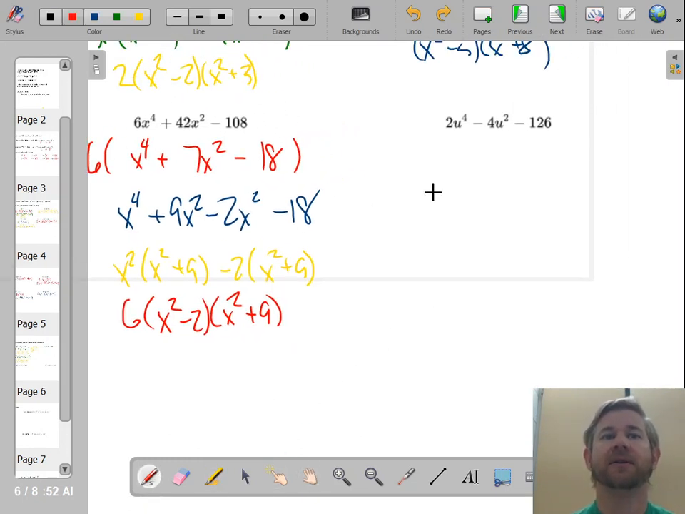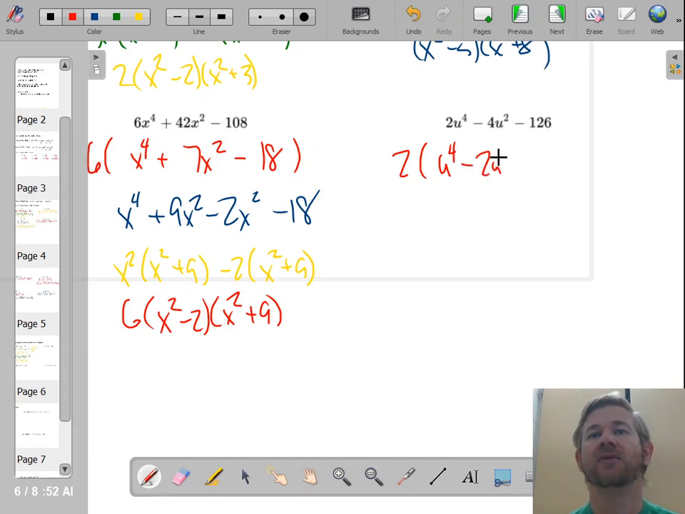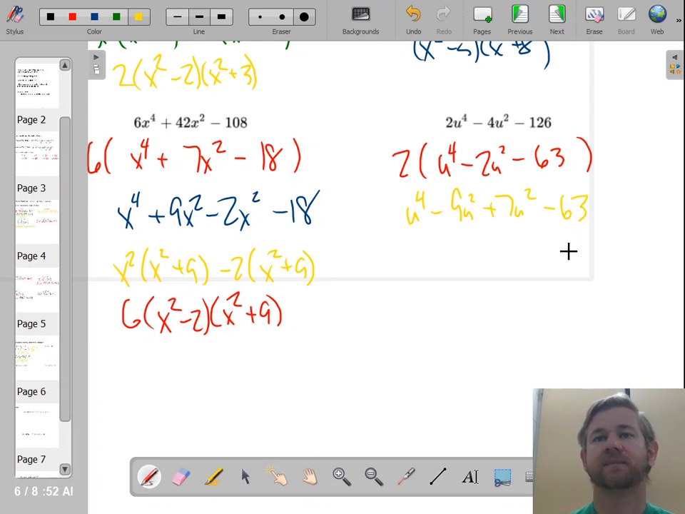One more. Let's do GCF of 2. Now I have u to the 4th minus 2u squared minus 63. So the numbers that multiply to negative 63 and add to negative 2 are positive 9 and, nope, that's backwards, negative 9 and positive 7 u squared. Because you're trying to get negative 2 in the middle.